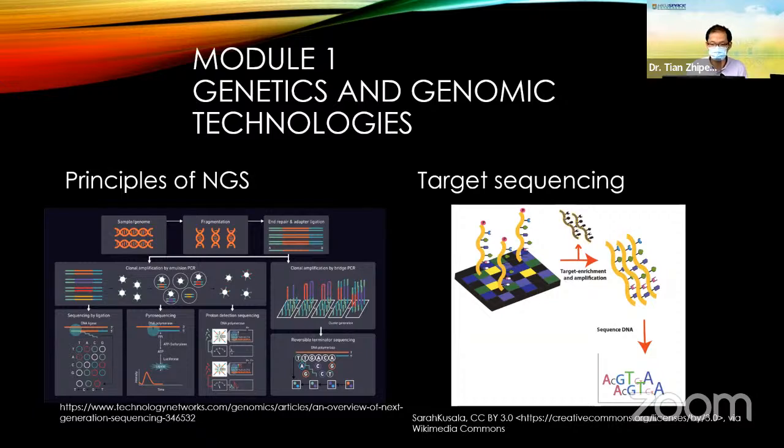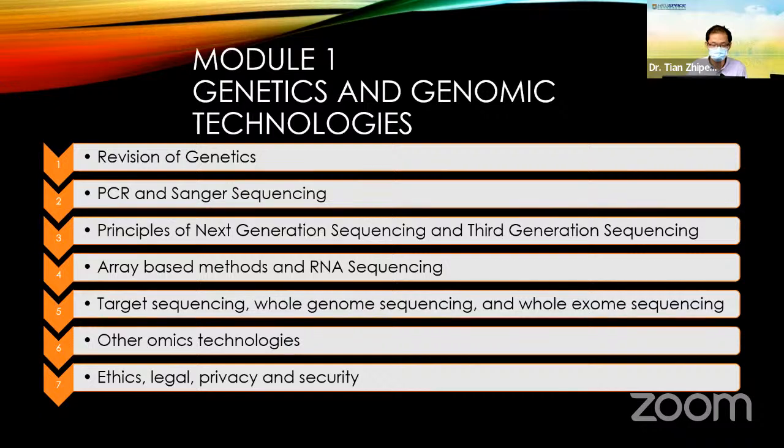So let's go to the detail of this module, the syllabus. Revision of genetics could be the first topic. And then we start from PCR and Sanger sequencing, which won't generate a large amount of data, but is the basic principle for the new technologies, for the following up next generation sequencing, and also the third generation sequencing.